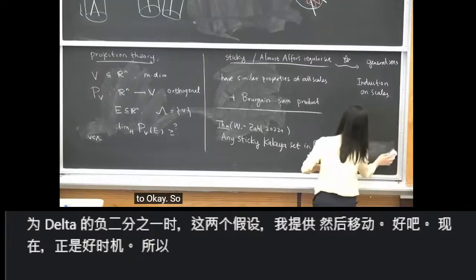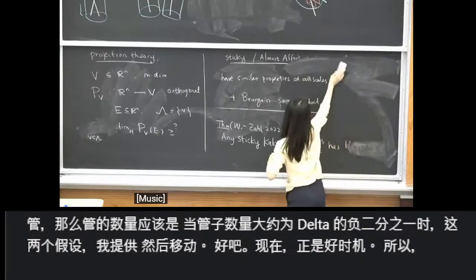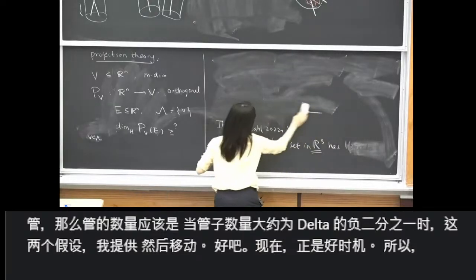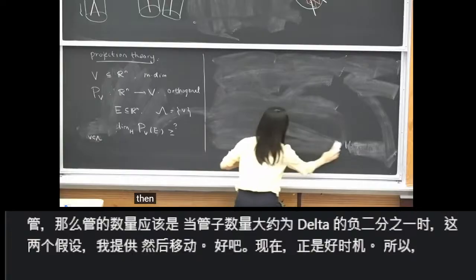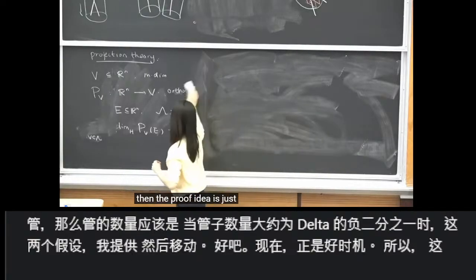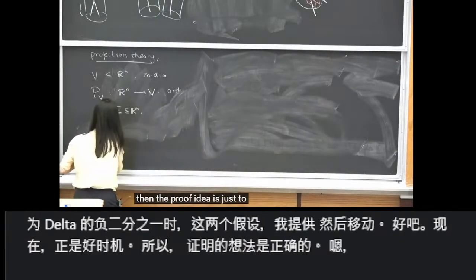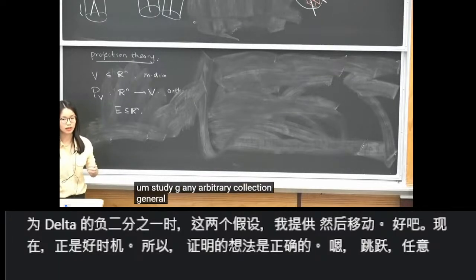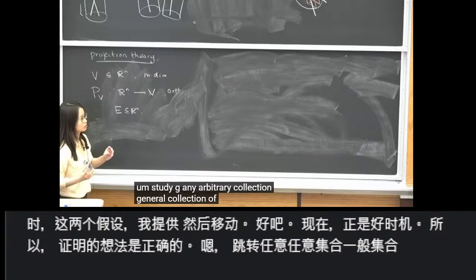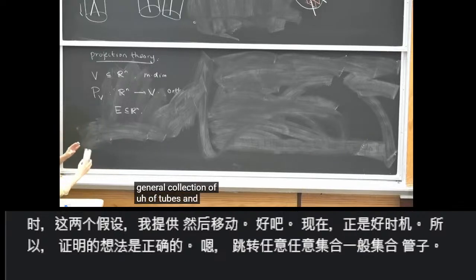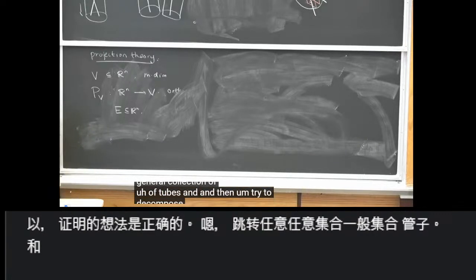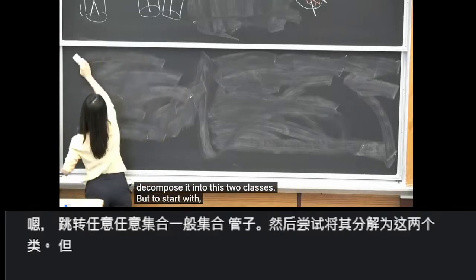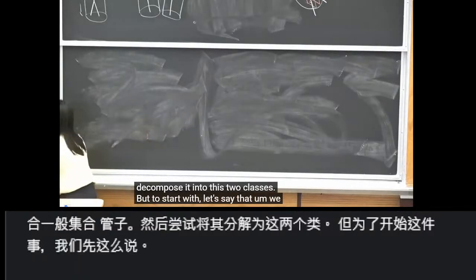So the proof idea is just to study any arbitrary, general collection of tubes, and then try to decompose it into these two classes. But to start with, let's say that we have a set of tubes.